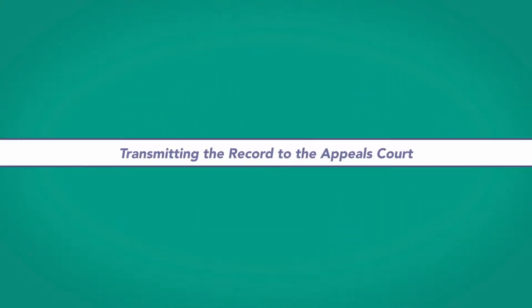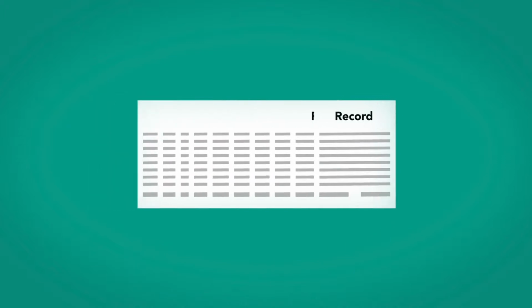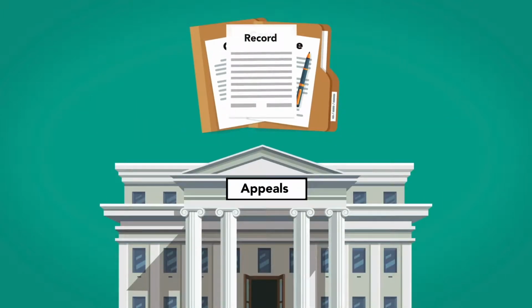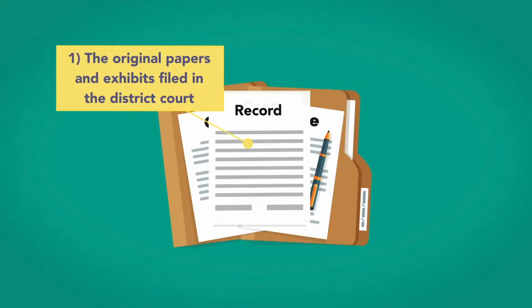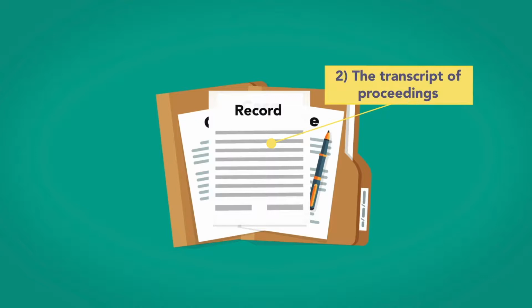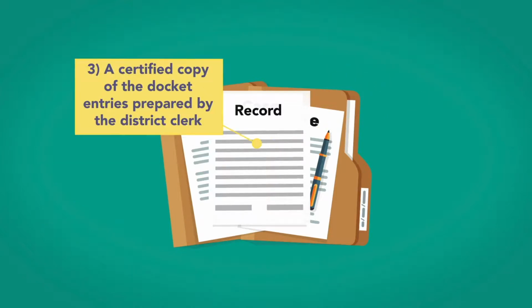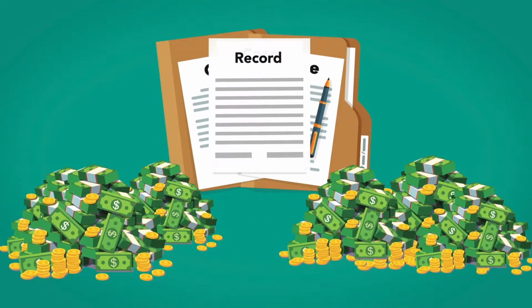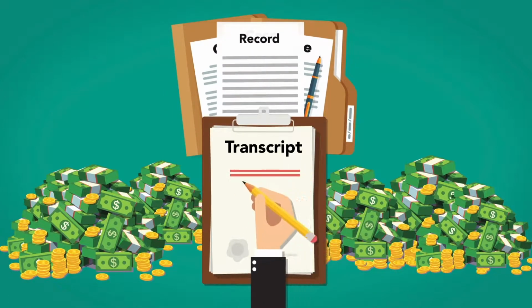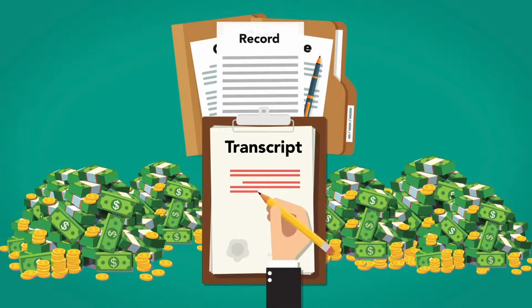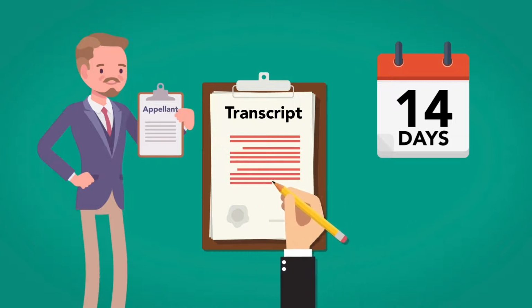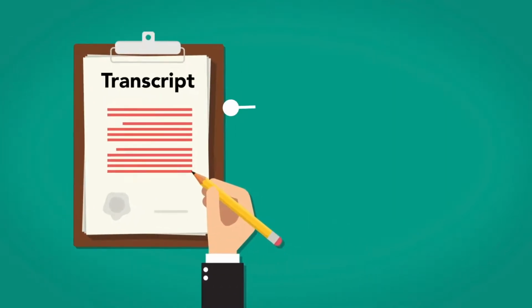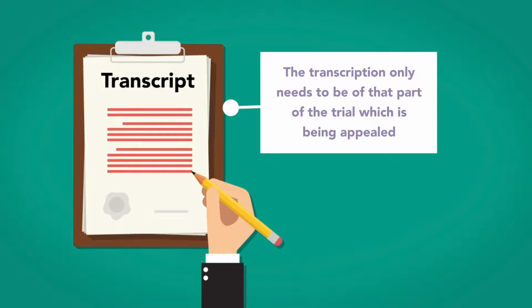Transmitting the record to the appeals court. The first part of the appeals case is to put together the record of the case for the appeals court. The record consists of the original papers and exhibits filed in the district court, the transcript of proceedings, if any, and a certified copy of the docket entries prepared by the district clerk. This can be fairly expensive to start with because it requires the trial transcript to be transcribed. That transcription must be ordered by the appellant within 14 days of the end of trial. The transcription only needs to be of that part of the trial which is being appealed.